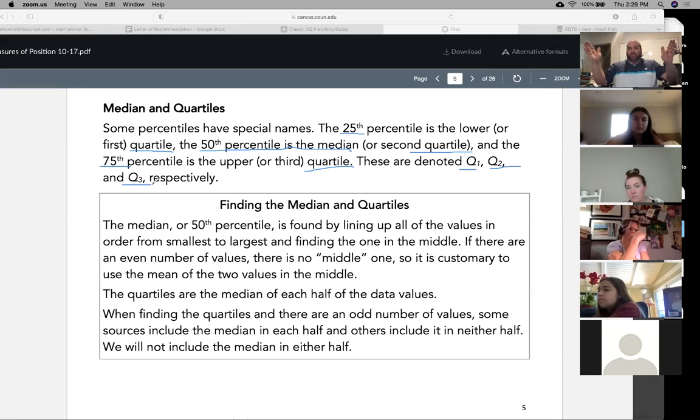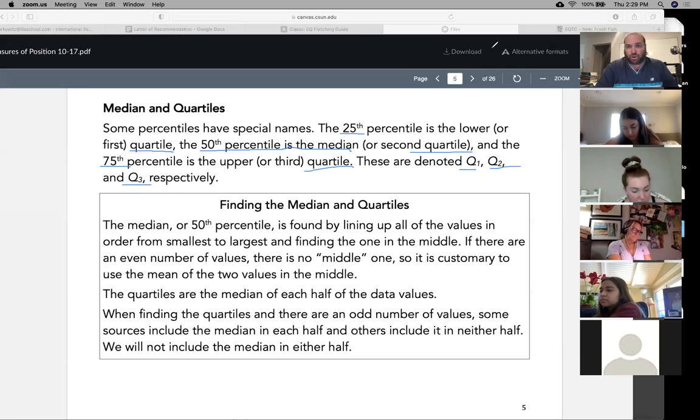So you take the data, you divide it in the middle, that's your median, that's your Q2. Then you look at the left side, you divide that in half, that's your Q1. The right side, you divide in half, that's your Q3. We'll do some examples in a minute.